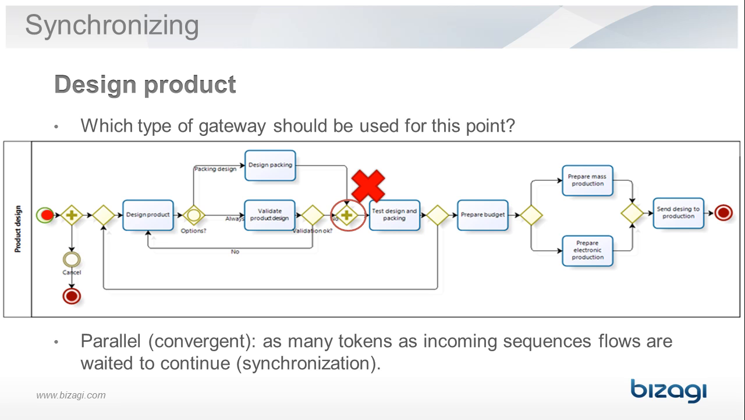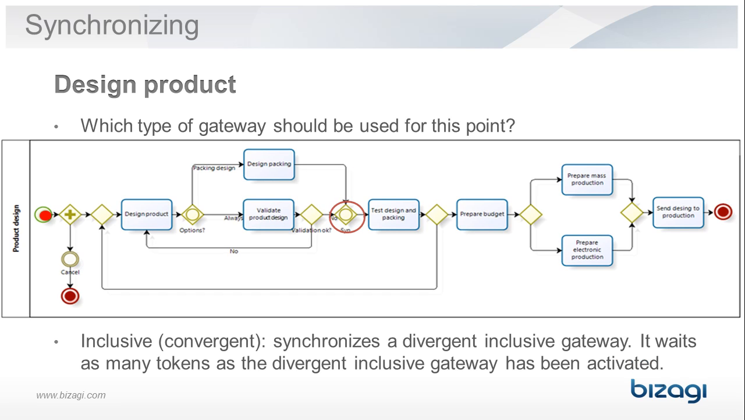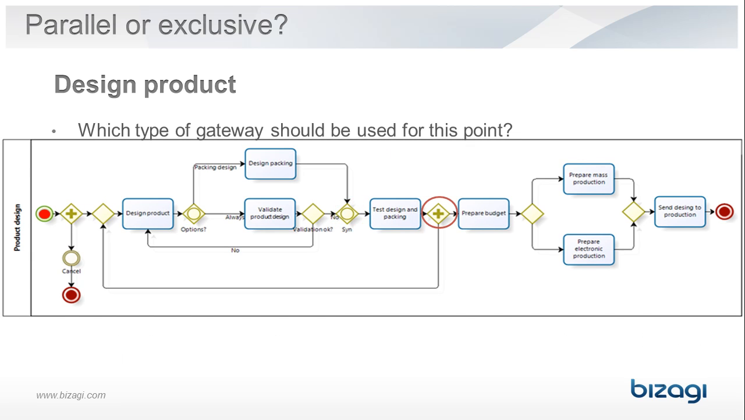Using a parallel gateway, the process flow will be stuck. This gateway will wait for as many tokens as incoming sequences to continue synchronization. See the simulation which illustrates this case. The correct gateway to use here is an inclusive gateway. This synchronizes a divergent inclusive gateway. It waits for as many tokens as the divergent inclusive gateway had activated.